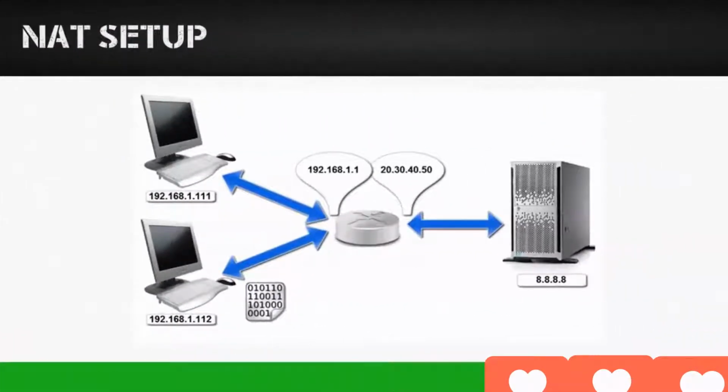This is an example setup we're going to be looking at, so we understand how NATing works. On the left-hand side, we have two machines. Let's assume you're at home, you have two laptops connected to your wireless router. So the first one has the IP address of 192.168.1.111, and the second one is 192.168.1.112. These two laptops at home have private IP addresses. Both these machines are connected to your wireless router.